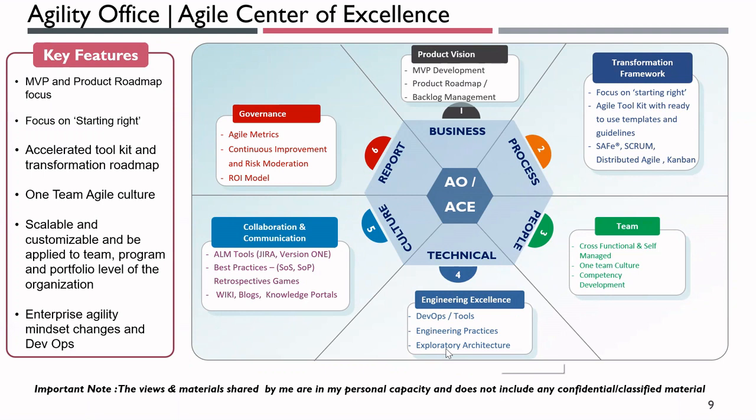And then last but not the least, project governance. The sixth block was the governance piece, where we had agile metrics, continuous improvement, risk mitigation, and some work done on the return on investment model. Those were some of the key highlights of the Agile Center of Excellence, or Agility Office, as we called it. We worked on this engagement, and these are some of the things we have done.